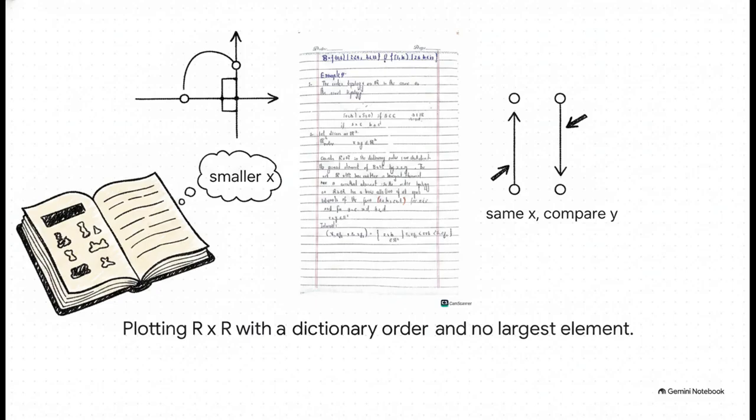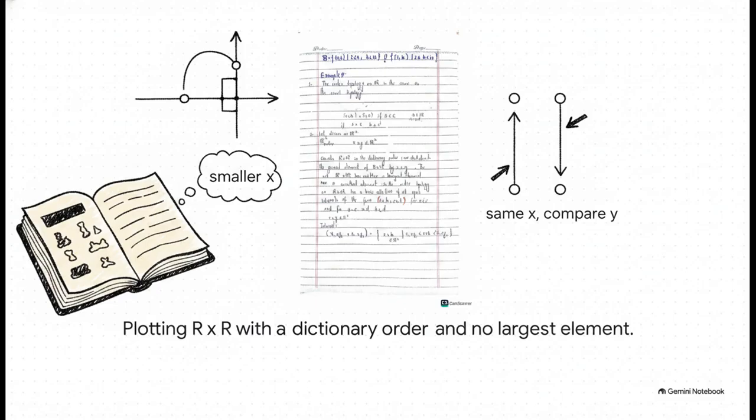Consider the space R cross R, the standard 2D plane, but structured using a dictionary order. It's exactly like looking up a word in a dictionary. If you're comparing apple and aardvark, you first check the first letter, A matches A. Only because they match do you move to the second letter, P versus A. A comes first, so aardvark wins.